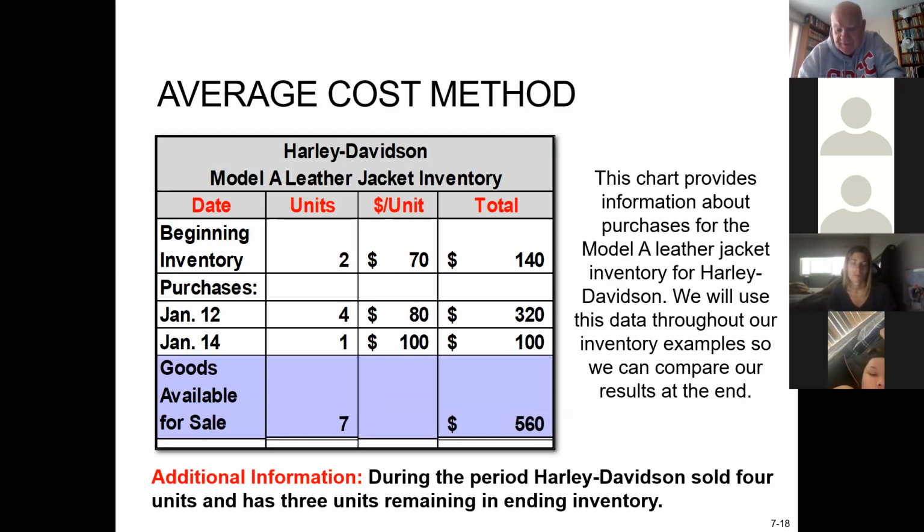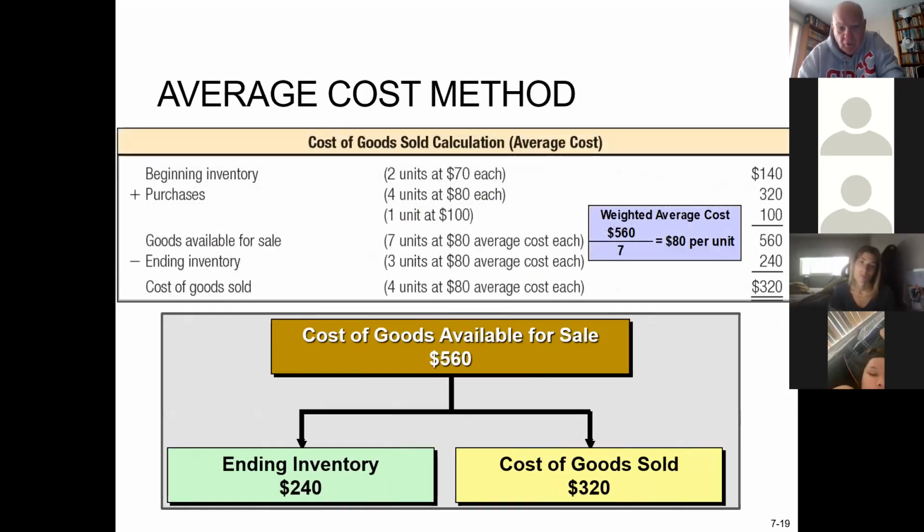Now, here's why this is the easiest one. All you're going to do with that $80 is multiply 80 times the amount you sold and 80 by the ending inventory. Not too tough, huh? Your average cost is $80 times what's in your inventory and times the amount you sold, okay?